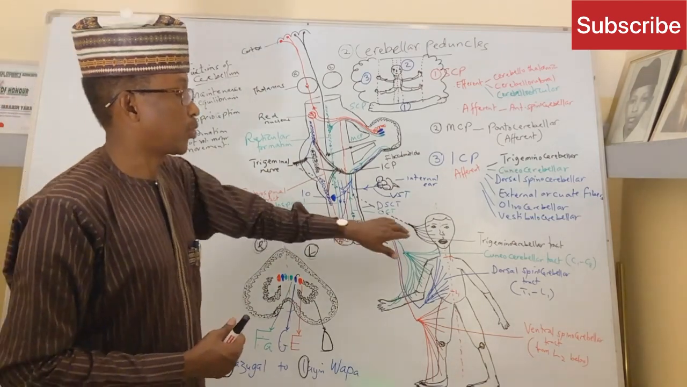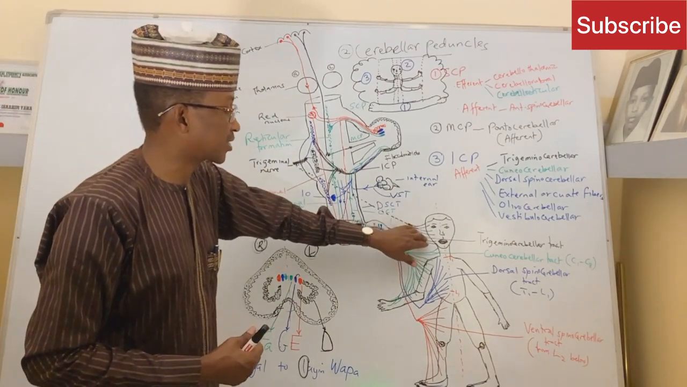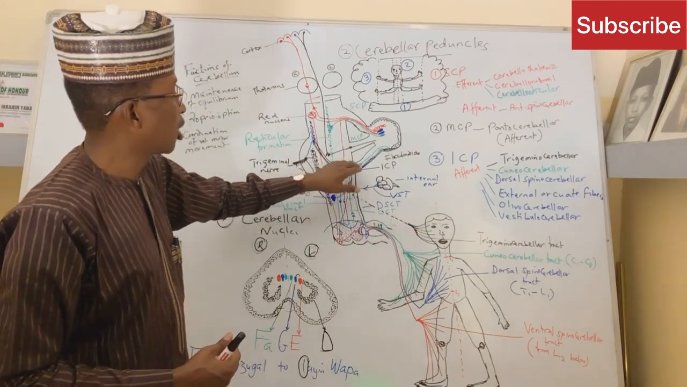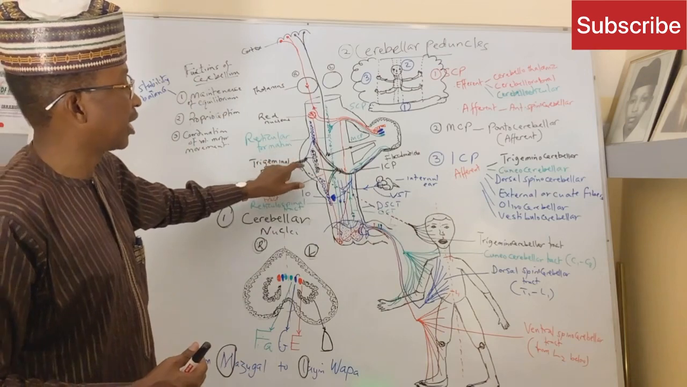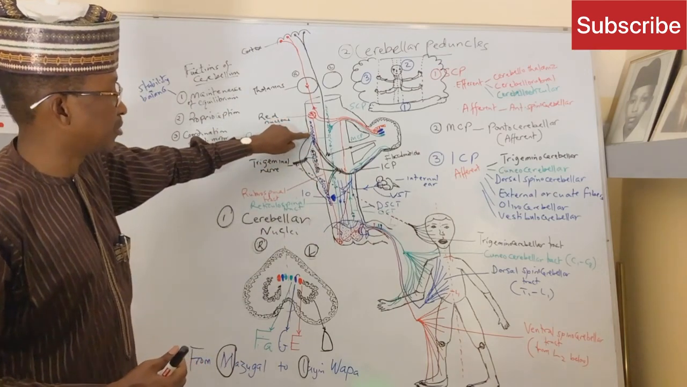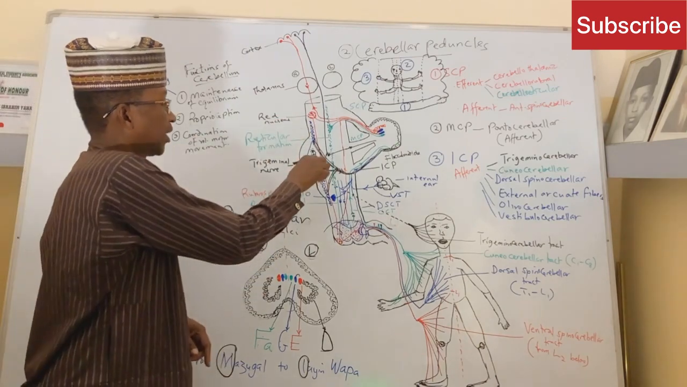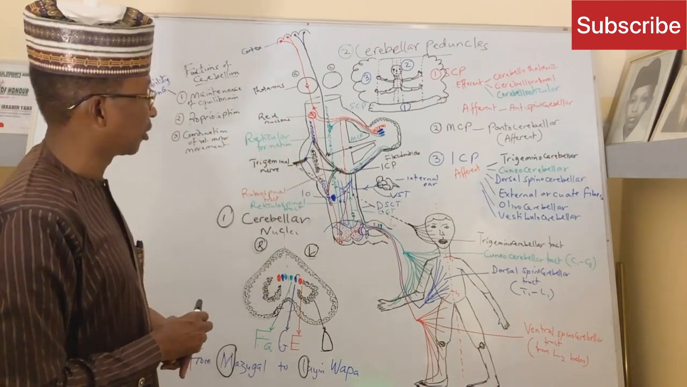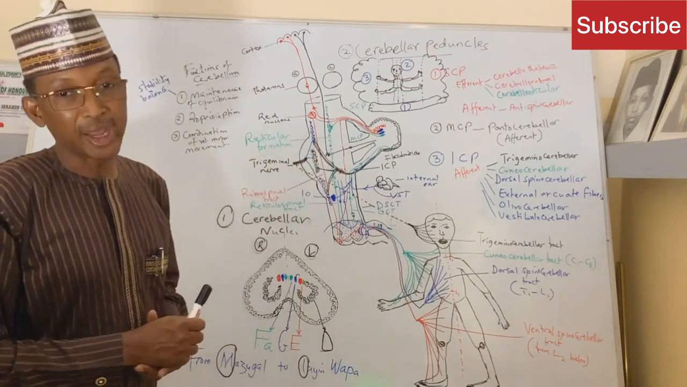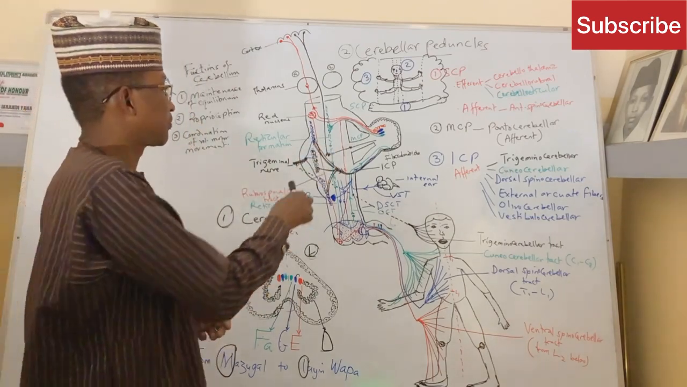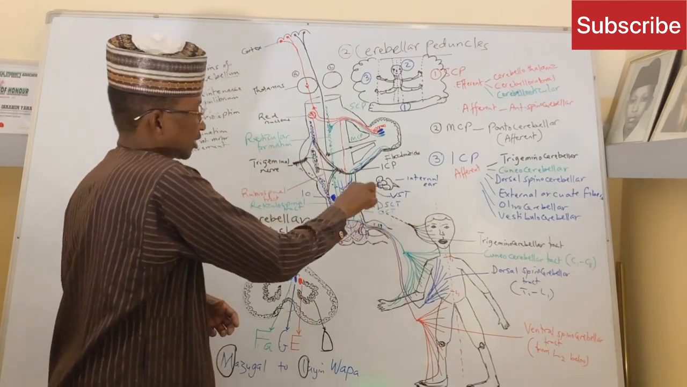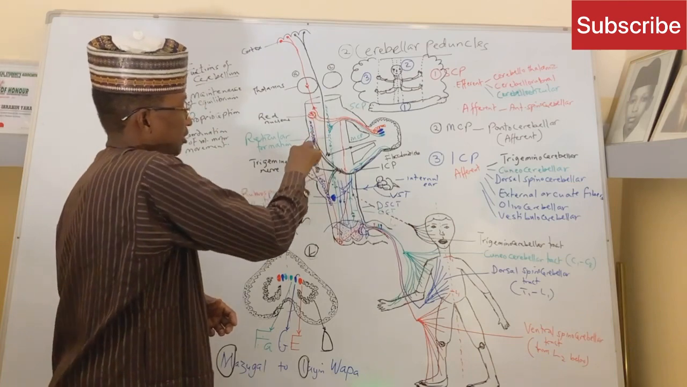So the proprioceptive information from the face passes through the trigeminal nerve to the cerebellum. The trigeminal nerve has three nuclei: one in the midbrain, known as the mesencephalic nucleus, another lying in the pons, known as the principal sensory nucleus, and the other is the spinal nucleus of the trigeminal nerve.